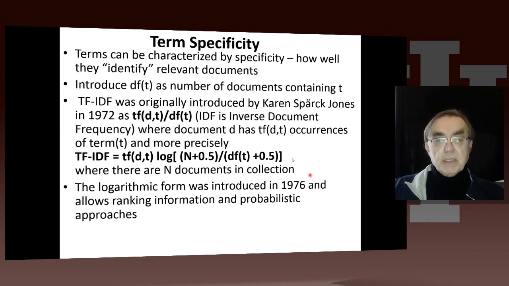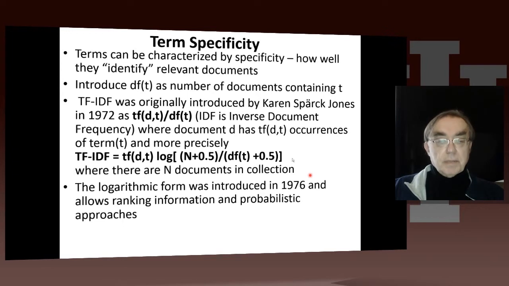So you measure that by introducing df of t, which is the number of documents containing each term. The simplest way of looking at specificity is tf, which is the number of times the term appears in the document D, divided by df of t, which is IDF, the inverse of df. So it's the number of times your t occurs in the document D divided by the number of documents containing t.